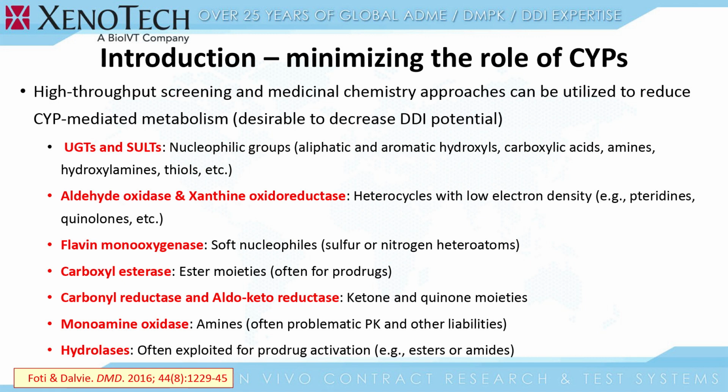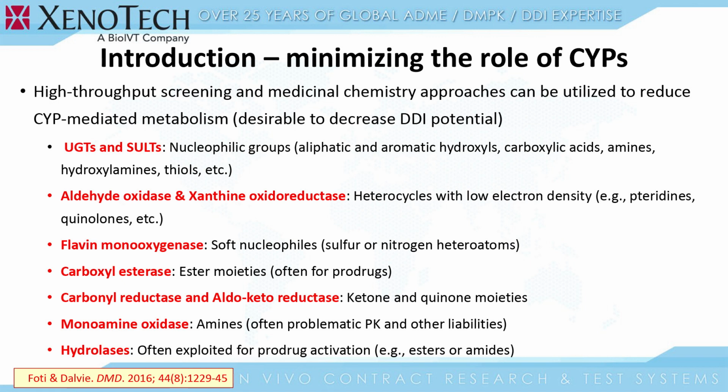For example, to shift a molecule more towards metabolism by UGT or sulfotransferase enzymes, nucleophilic groups such as aliphatic and aromatic hydroxyls, carboxylic acids, amines, and hydroxylamines, thiols, can be added to the molecule. To shift more towards aldehyde oxidase and xanthine oxidoreductase, heterocycles with low electron density can be employed. To shift more towards flavin monooxygenase, soft nucleophiles can be added, such as sulfur or nitrogen heteroatoms.